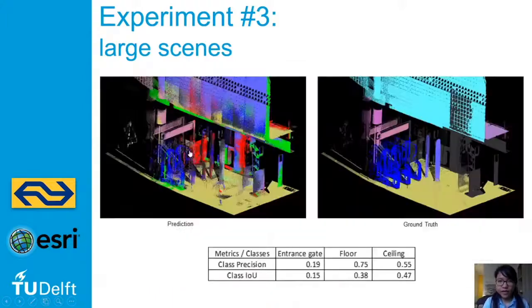Here is the same result, the ceiling classified as the floor. And for the entrance gate here, we can see that the entrance gate is variously classified into different classes. So from this result, we may need more training data to get better results.